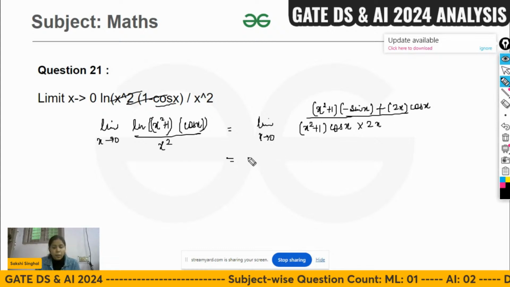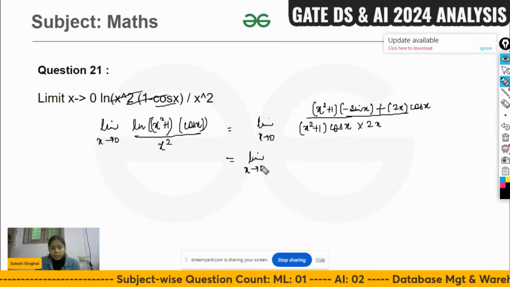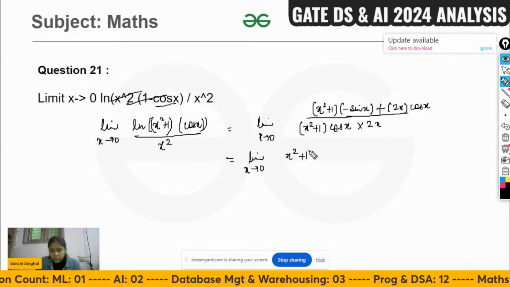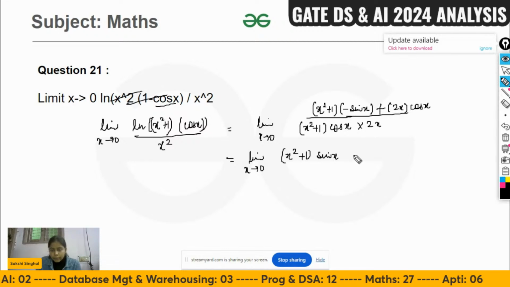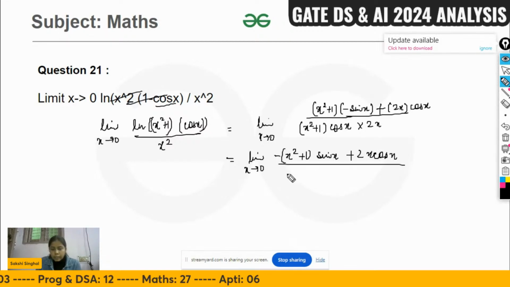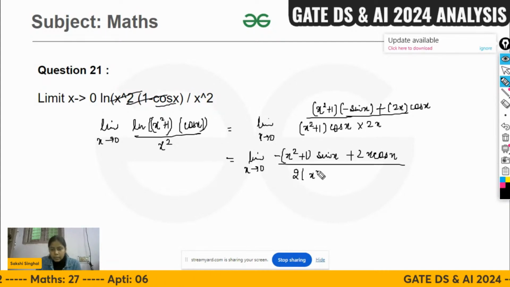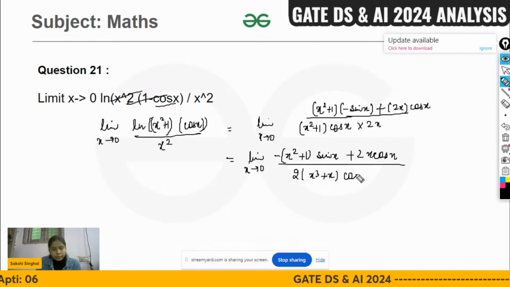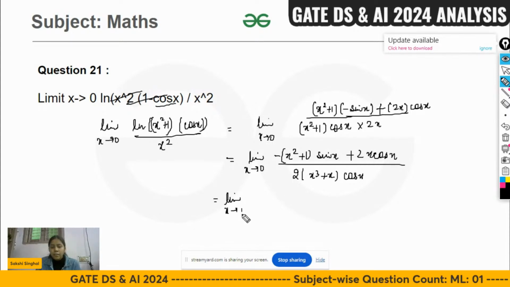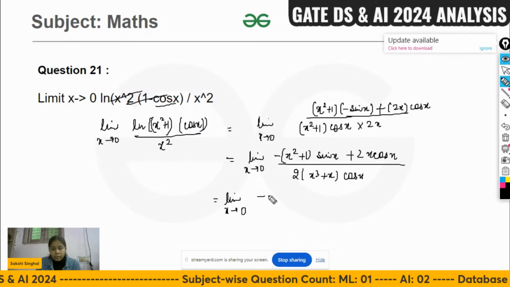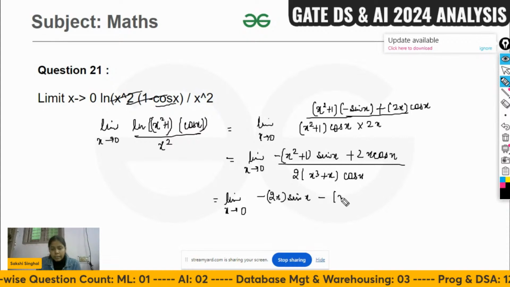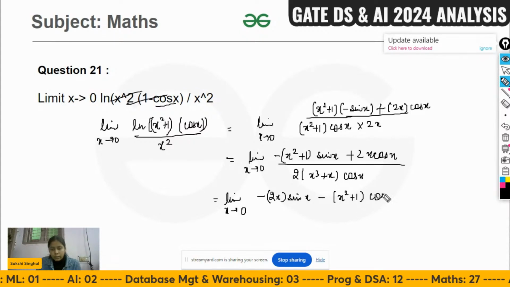So again, I'll apply L'Hopital rule. So what would it become? First, I'll simplify it a little bit. Let me write down x square plus 1 sin x plus 2x cos x, minus, and then we have, let's multiply this inside, x cube plus x cos x, right? Now it gets a little bit simplified. Now I'll differentiate numerator and denominator again. So what would it become if I differentiate the numerator? Minus 2x sin x and then minus x square plus 1 cos x, right?